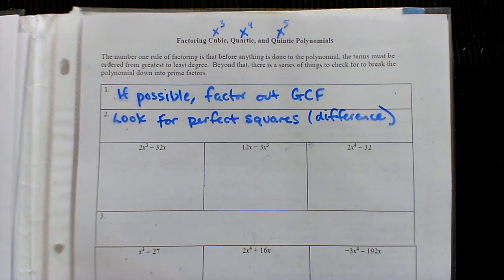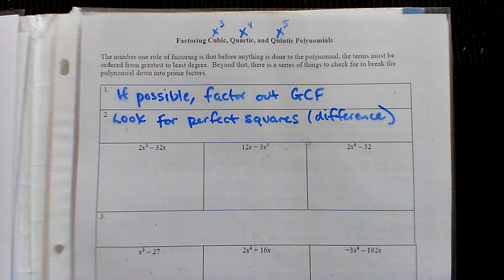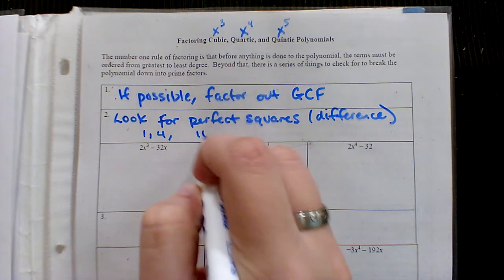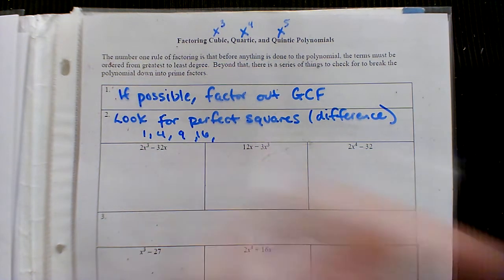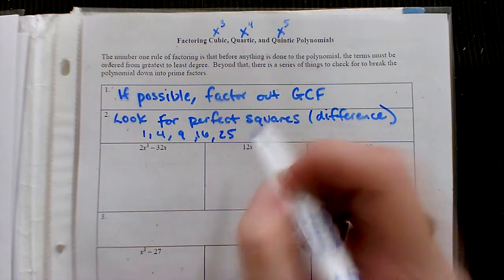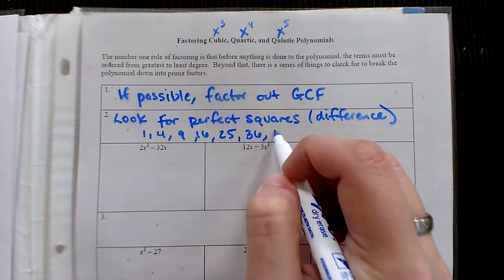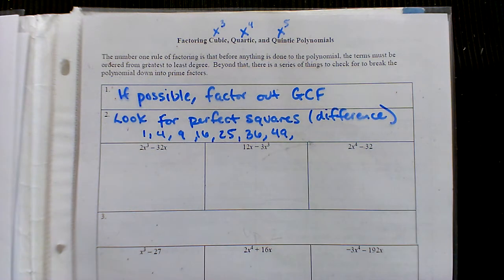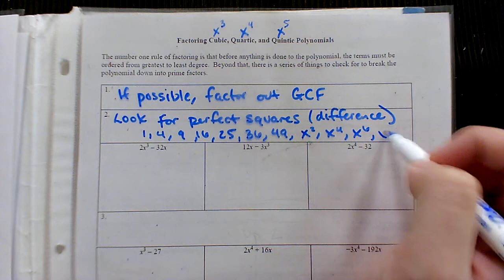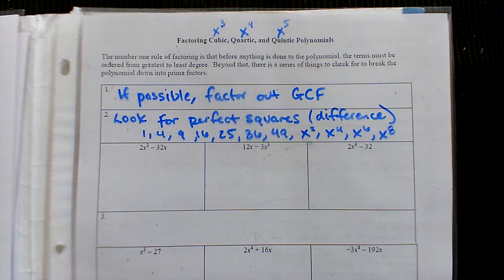Can we list some perfect squares? Like when I say look for perfect squares, what are you looking for? What do perfect squares look like? Yeah. Okay. 4, 16, 9, 25, right? Notice how it's 1 squared, 2 squared, 3 squared, 4 squared, 5 squared. We could keep going. 6 squared, 7 squared, so on and so forth. Okay? What about variables? Yeah. X squared, x to the 4th, x to the 6th, x to the 8th, yep. Okay, those are all perfect squares.